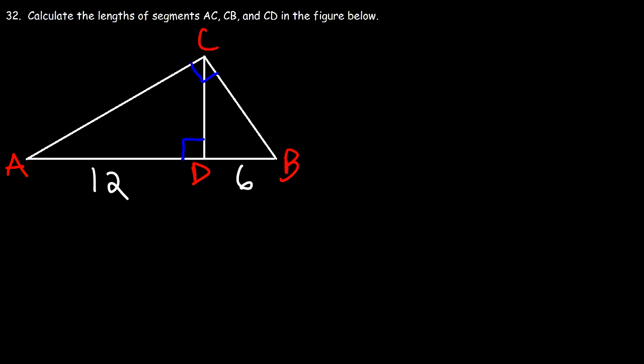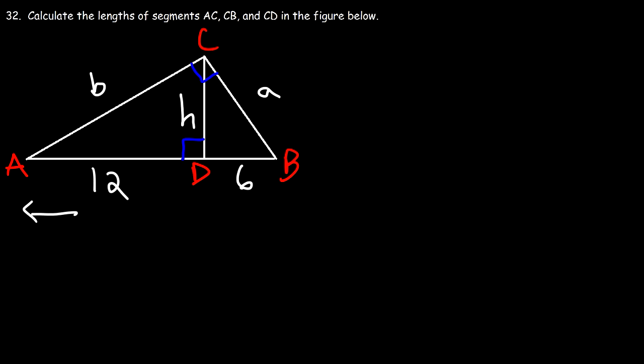Whenever you have a triangle like this, there are some equations that you want to be familiar with. But first, let's label the variables. AC, I'm going to call it lowercase b because it's opposite to angle B. CB, I'm going to call it lowercase a. It's opposite to angle A. And the altitude CD, I'm going to call it h. It's the height of the triangle. So we need to calculate a, b, and h in this problem.